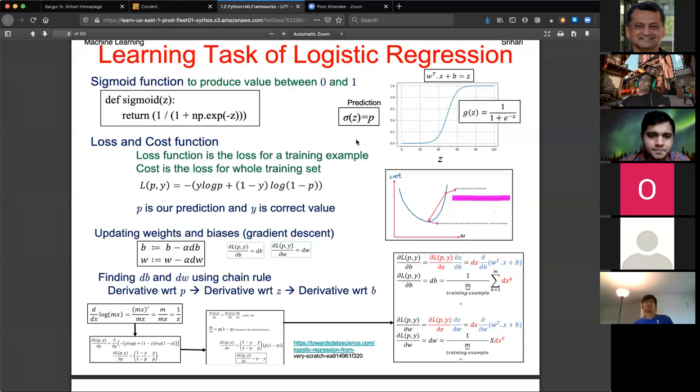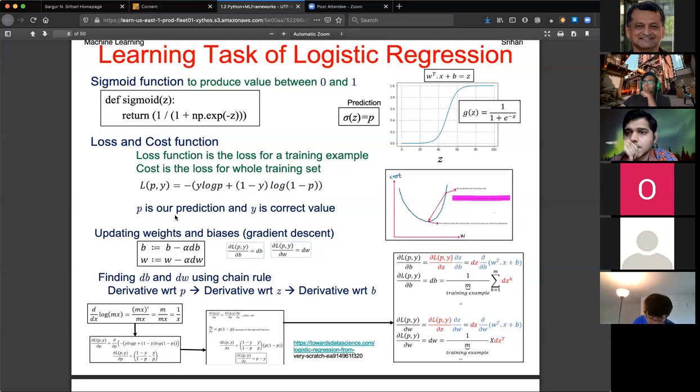If there are 5 shots that were taken of your face by the authentication system, then you would have a loss computed over all those. Is it getting it right? So this loss function is a function of P and Y. What are P and Y? P is our prediction and Y is the correct value.